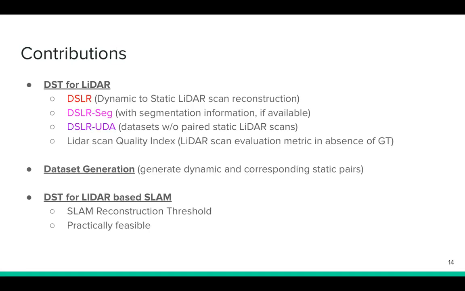We address these problems in our work and make the following contributions, which can be majorly divided into three key parts. First, we propose DSLR and its variants to solve the problem of DST for LiDAR. Next, we propose a novel dataset generation algorithm to generate dynamic static pair dataset in the real world. Finally, we demonstrate our proposed approaches are currently the only feasible LiDAR reconstruction methods that can be used for LiDAR-based SLAM. Now we'll go through these contributions in detail throughout this talk.